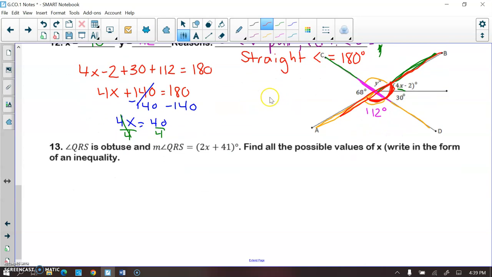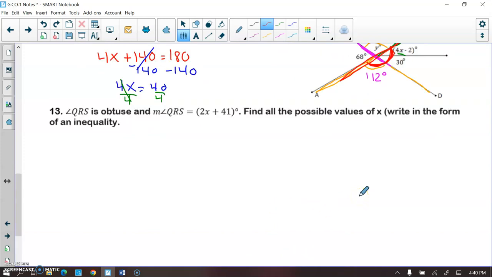All right, we are on our last problem of the video. So, angle QRS is obtuse. What that means is it could be anywhere in between 90 degrees and 180 degrees. So, a measure of angle QRS can be anywhere less than 180 degrees or greater than 90 degrees. It cannot be equal to 90 degrees. It cannot be equal to 180 degrees.